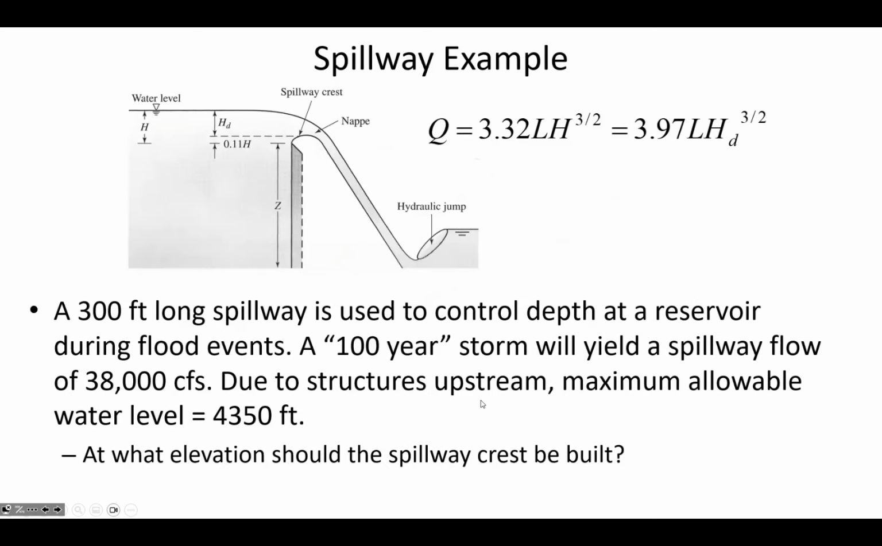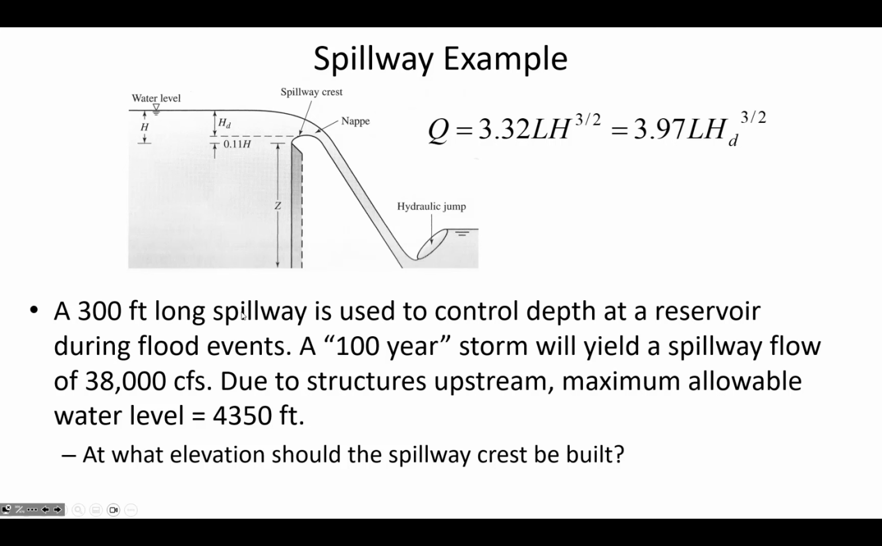So let's think about how this may fit together in the real world. I'd like to pause for a moment and let you calculate this example where what we've got is a 300-foot long spillway. And so this distance 300 is the length parameter, that's the distance into the page that we don't see. So if it ran really long, 300 feet would be that spillway length.